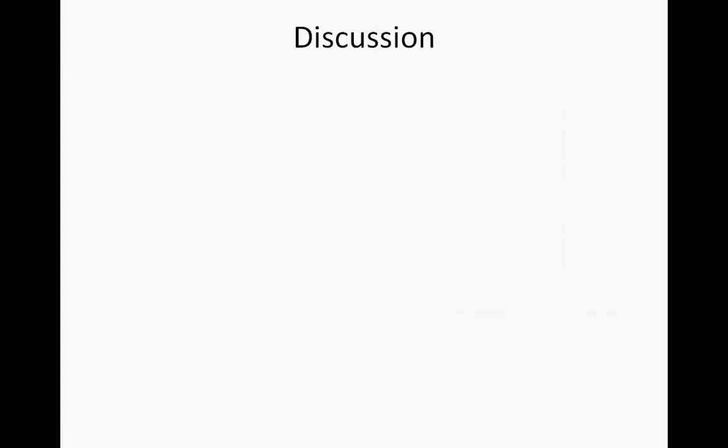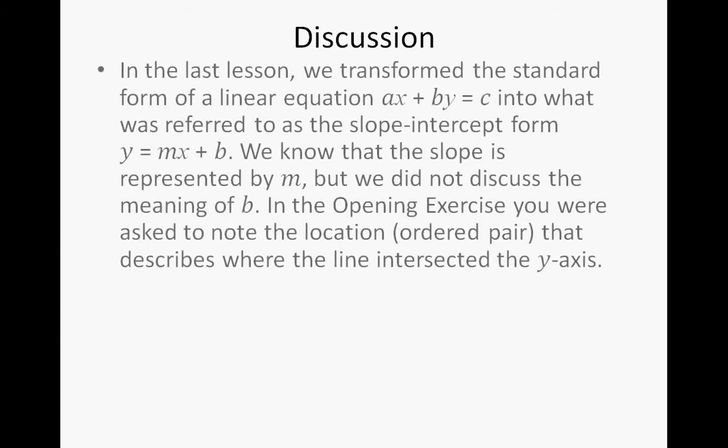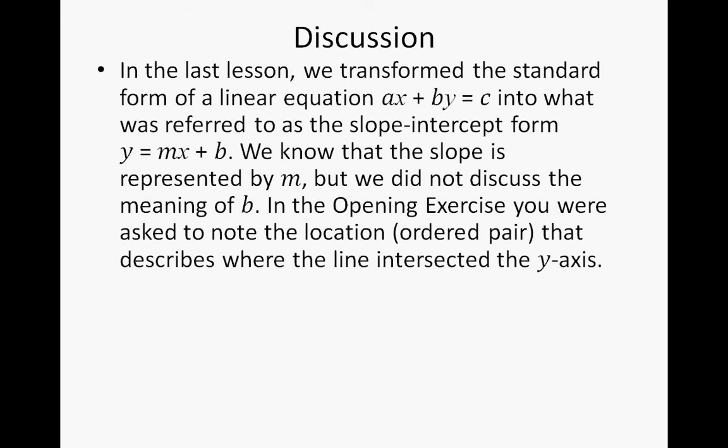Alright, so in your journal, let's talk about what our opening exercise is trying to do. In the last lesson, we transformed the standard form of a linear equation, ax + by = c, into what was referred to as slope-intercept form, y = mx + b. We know that the slope is represented by m, but we did not discuss the meaning of b. In the opening exercise, you were asked to note the location, or ordered pair, that describes where the line intersected the y-axis.